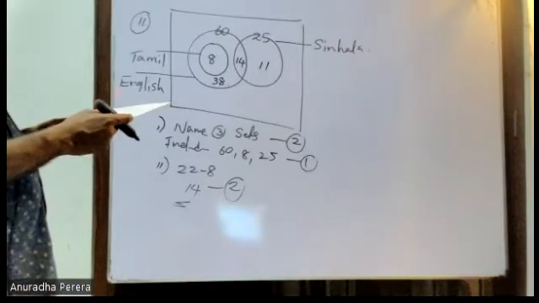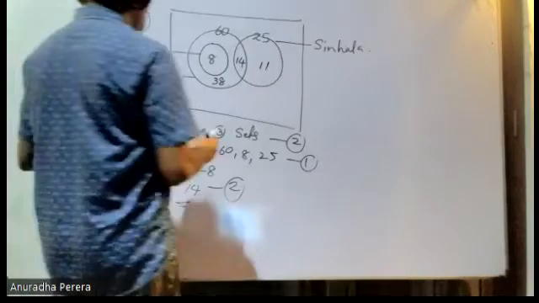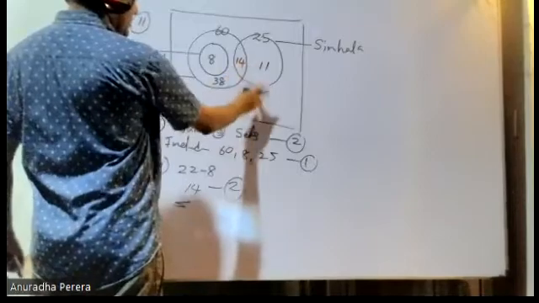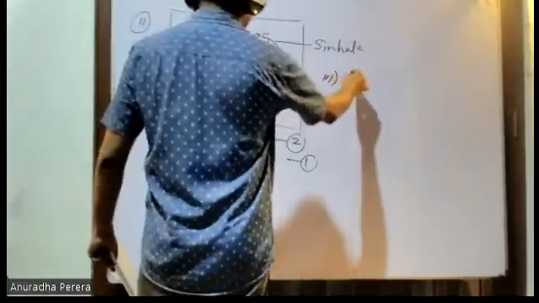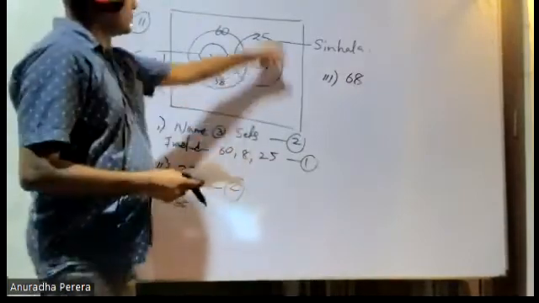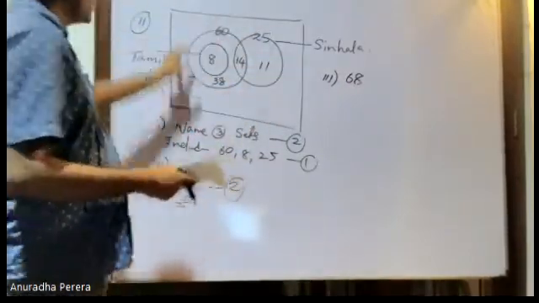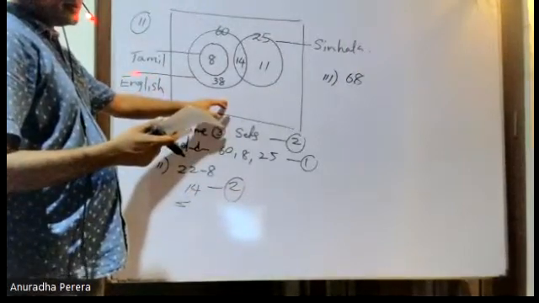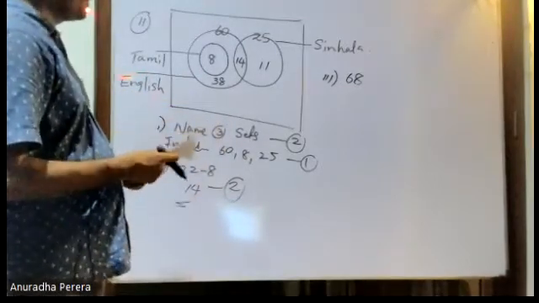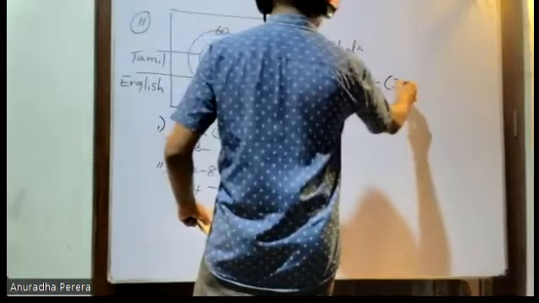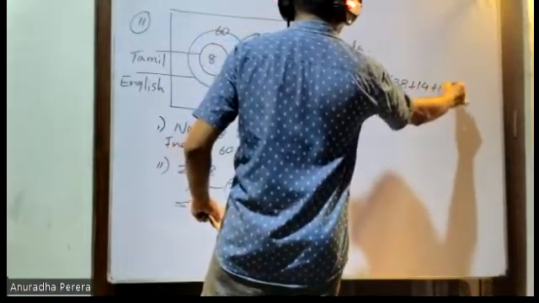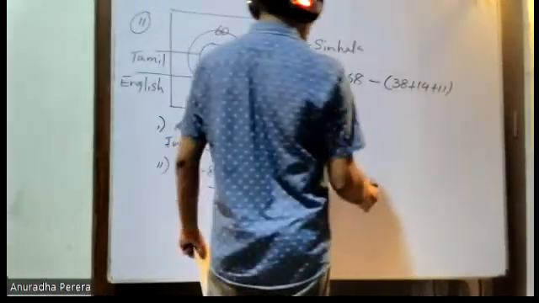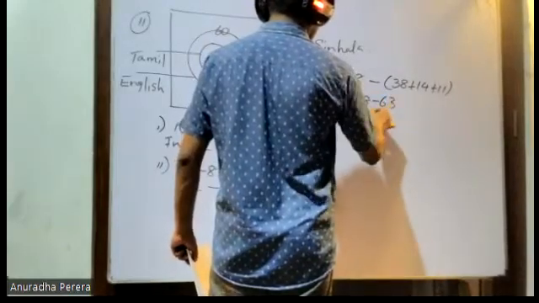How many do not speak any one of these 3 languages? Yes, sir. Total of these 4 parts is 68. Then you can find the number of elements of this region. That means those who do not speak any one of these 3 languages: 68 minus 38 plus 14 plus 11. 68 minus 63, it is 5.